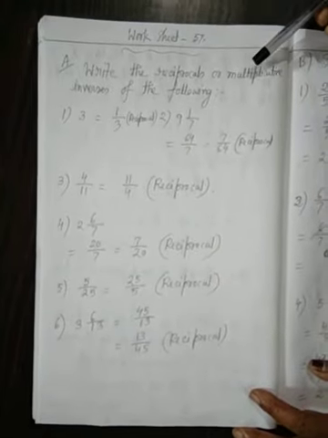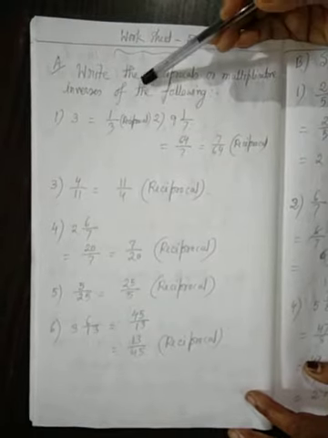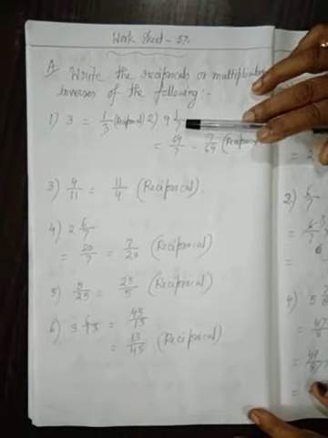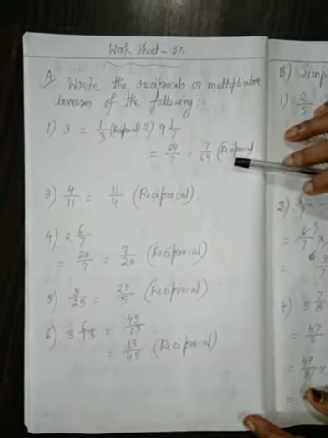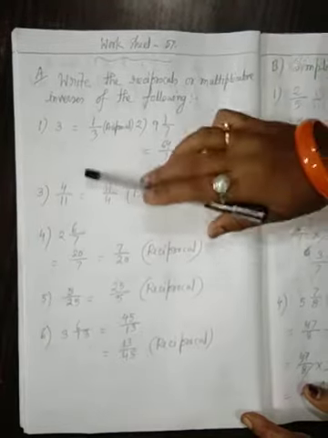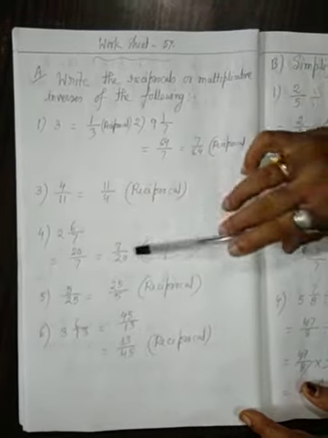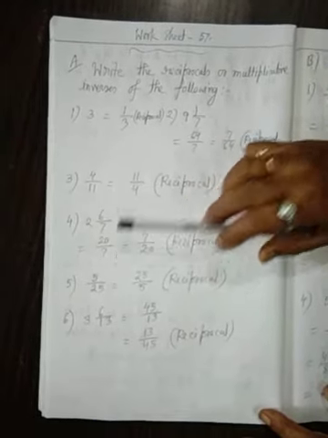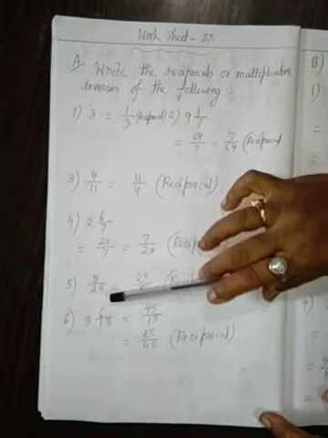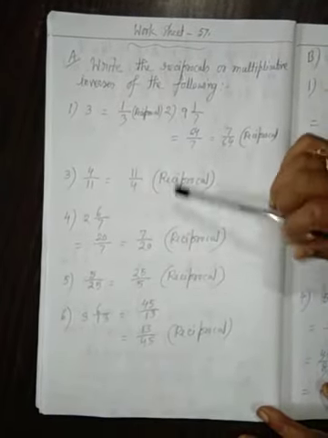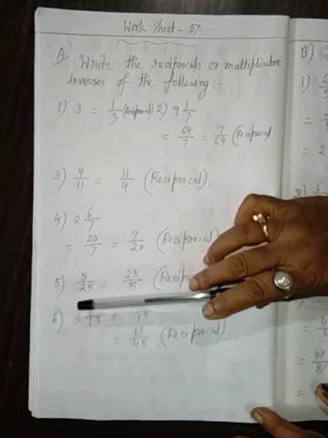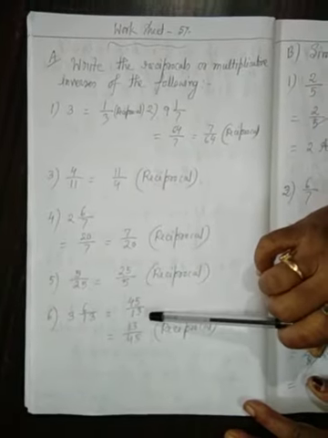Write the reciprocals or multiplicative inverses of the following. 3, reciprocal 1 by 3. 9 1 by 7, 7 9s are 63 plus 1 is 64 by 7, reciprocal 7 by 64. 3 4 by 11, reciprocal 11 by 4. 4 2 6 by 7, 7 2s are 14, 6 plus 14 is 20 by 7, reciprocal 7 by 20. 5 5 by 25, reciprocal 25 by 5. 6 3 6 by 13, 13 3s are 39, plus 6 is 45 by 13, reciprocal 13 by 45.